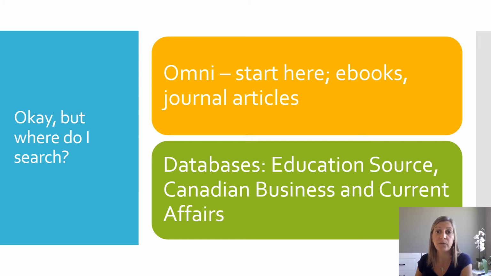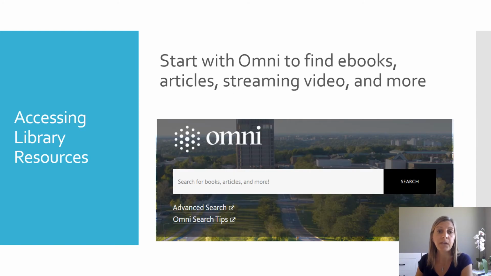It's a good place to look for books and to get a sense of what is out there on your topic. But because it is so huge, you will also want to make sure you're searching the subject-specific databases, such as Education Source. You can find recommendations on the Education Research Guide and on the library website. So of course you can find the Omni search box right on the main library page. Use the advanced search for the best results. You will be searching books, articles, films, and more.